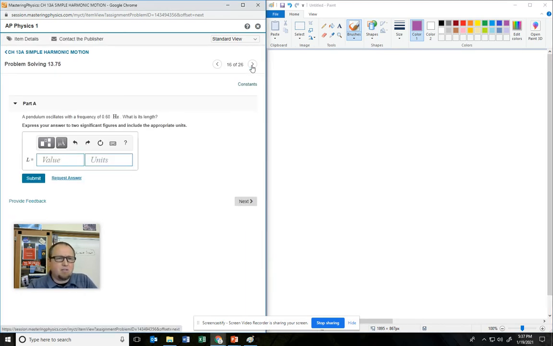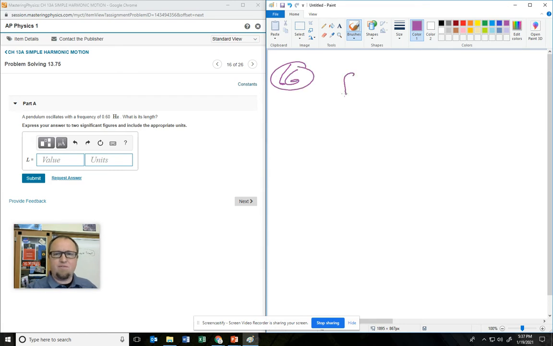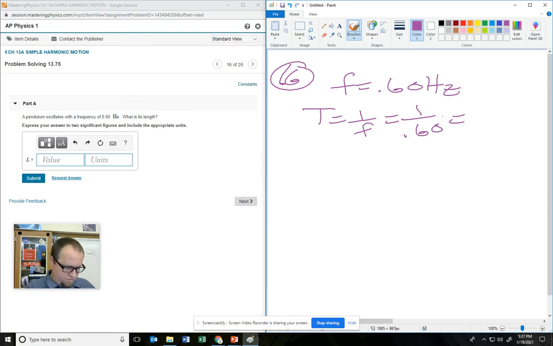16. Pendulum oscillates with a frequency. Ooh, we got a pendulum and a frequency. All right, we're going to look at number 16 here. We have a frequency of 0.60 hertz. I don't want frequency. I want period. So period is 1 over frequency, so 1 over 0.60. I get 1.6, a whole bunch of sixes. Okay, that's my time.